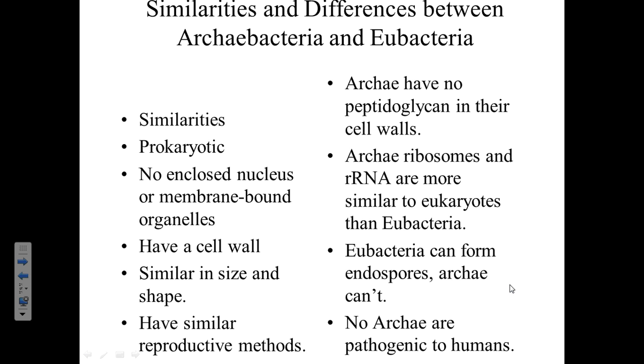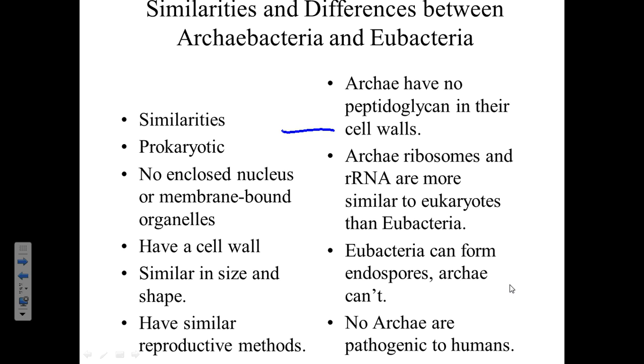Some similarities between archaea and eubacteria. They're both prokaryotic. Neither group has an enclosed nucleus or membrane-bound organelles. They both have cell walls. Similar size, usually similar shapes. And they have similar reproductive methods, like binary fission. So these are all things they have in common over here in the left-hand column.